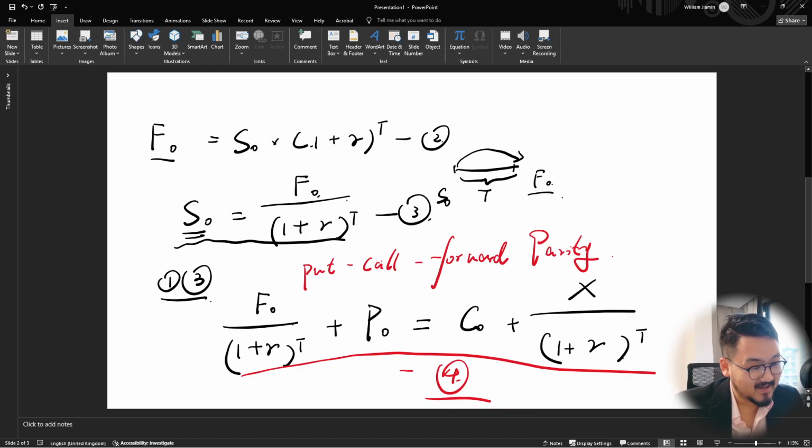This put-call-forward parity does solve the problem of there being no spot, for example, no stock for you to buy. You have to use the forward price, the forward market, and then deduct to replace the stock. But what about if there's no forward? You know what? We can still do that.